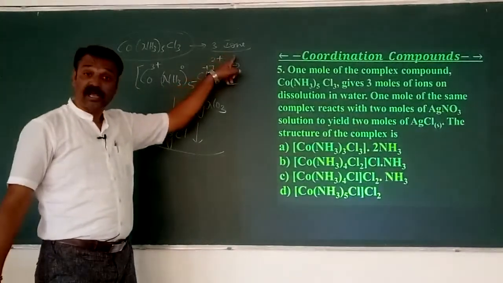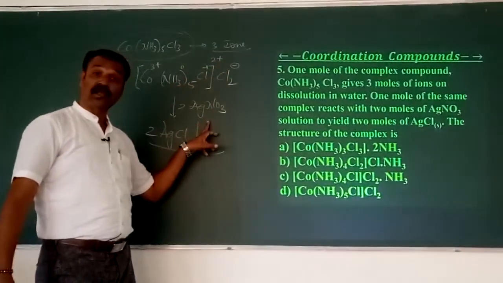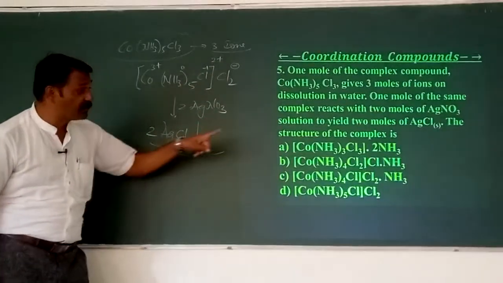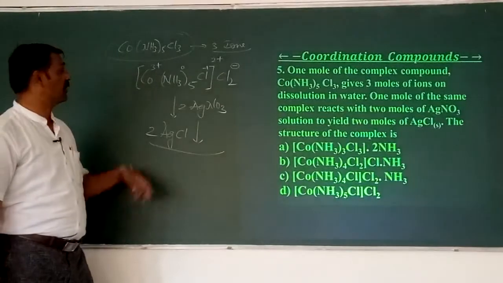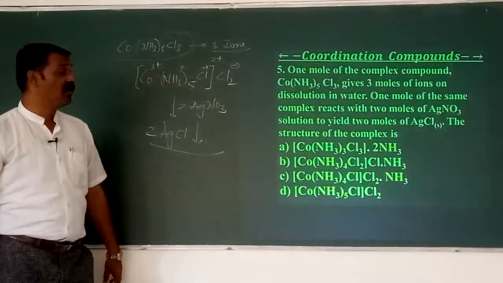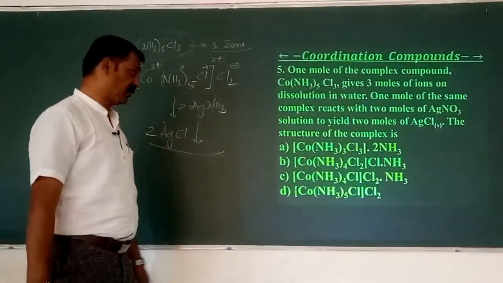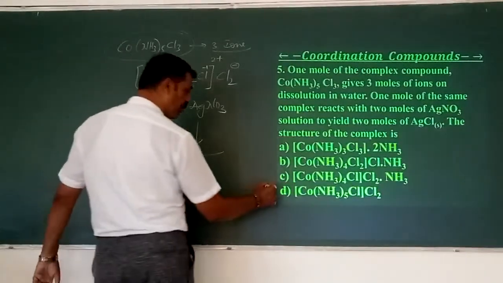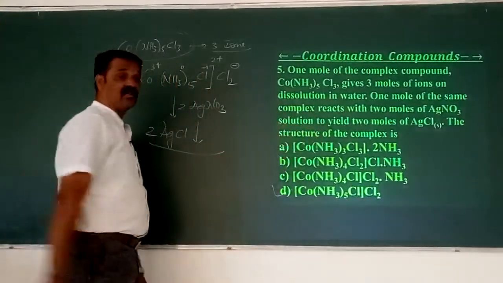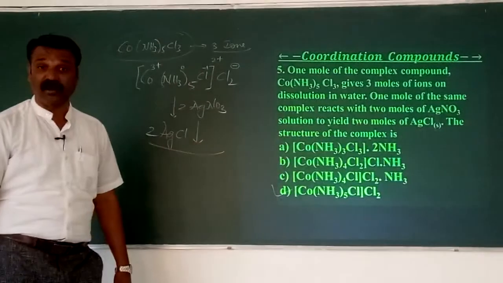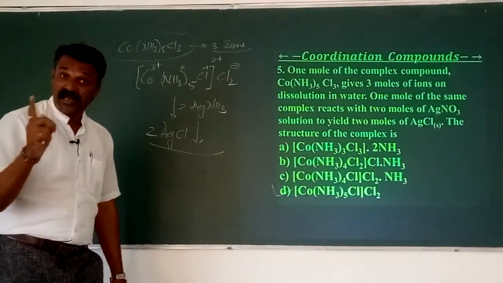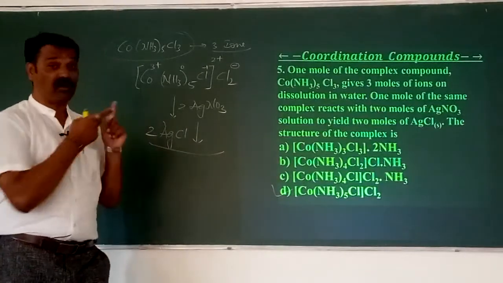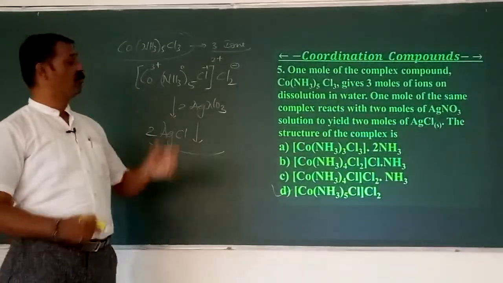Totally I can expect 3 ions, and when it is made to react with 2 moles of silver nitrate, I am getting 2 moles of silver chloride. Therefore, what must be the structure of that complex? Co(NH3)5Cl with Cl outside. Immediately we can tell the answer, because NH3 cannot be part of solvation. It only acts as a ligand; only water can do both, but not ammonia. Hence we can decide it is going to be 5D.